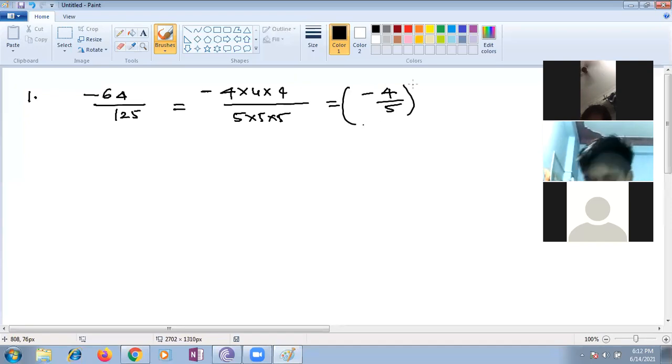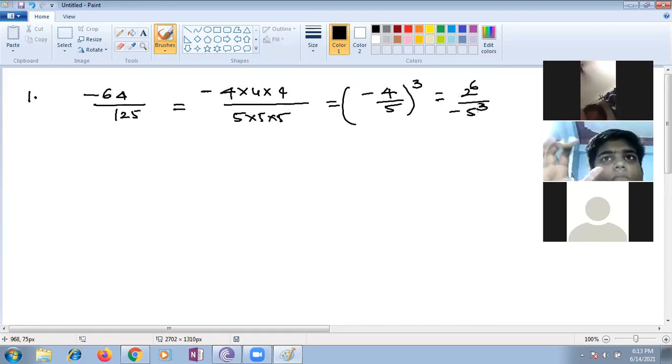Shall I write like that? Ma'am, it can be 2 to the power 6 upon minus 5 cube also, no? Yes, you can write as 2 power 6 by minus 5 cube. Yes, we can write. Both are correct. Ma'am, the denominator has a negative sign, is that correct?